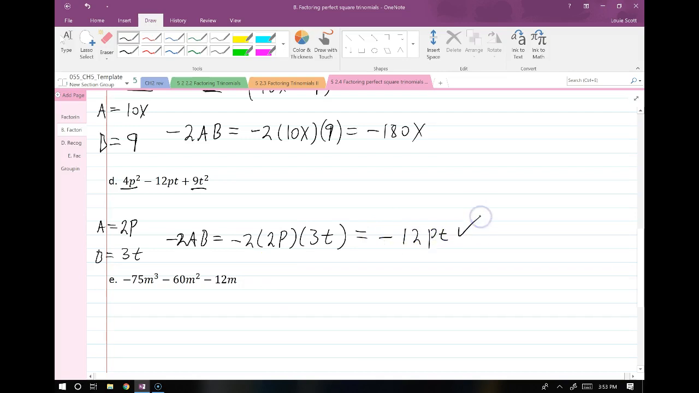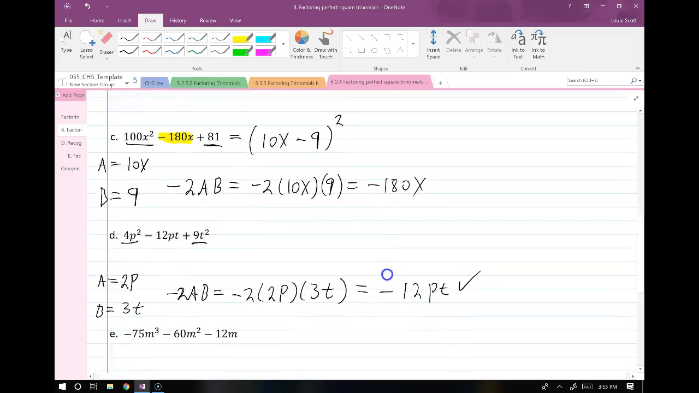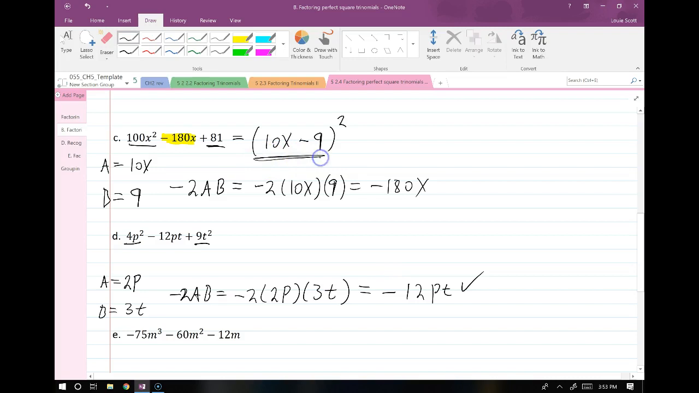But yeah, that's a perfect square trinomial, and we can just use the same formula that we used on this last one up here. So this is just equal to a minus b quantity squared. So I just have 2p minus 3t quantity squared.